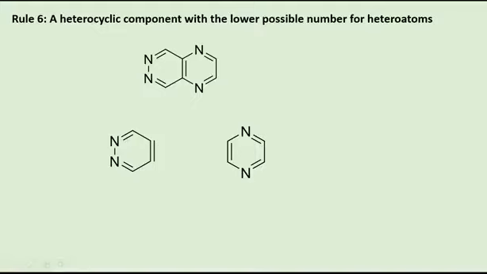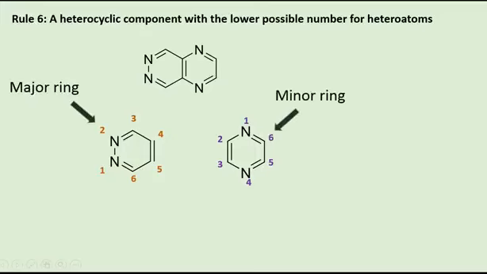So here if you start from here, 1, 2, 3, 4, 5, 6. For this one also 1, 2, 3, 4, 5, 6. Obviously these two nitrogens are getting 1 and 4, and these two are getting 1 and 2. Now you can tell me which is the major ring and which is the minor ring. The heterocycle component with the lower possible number for heteroatoms means this one must be the major ring. This is the minor ring.